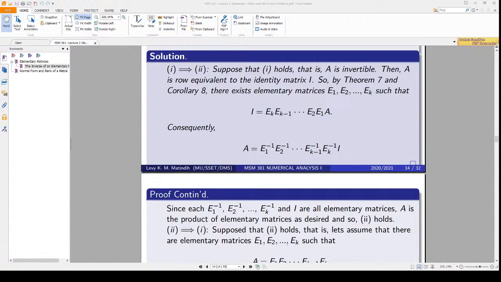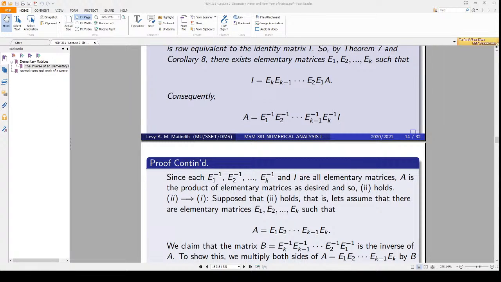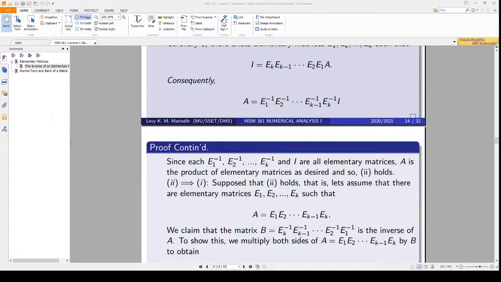The converse. For the converse, suppose that 2 holds. Suppose that we are able to write matrix A as a product of elementary matrices. Then, let's claim that B is equal to the product of the inverses of these elementary matrices, which is the inverse of A in short.